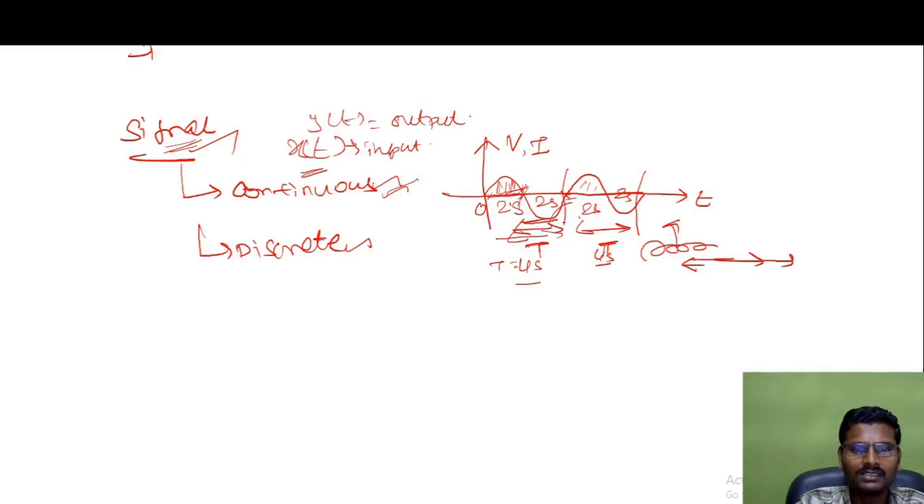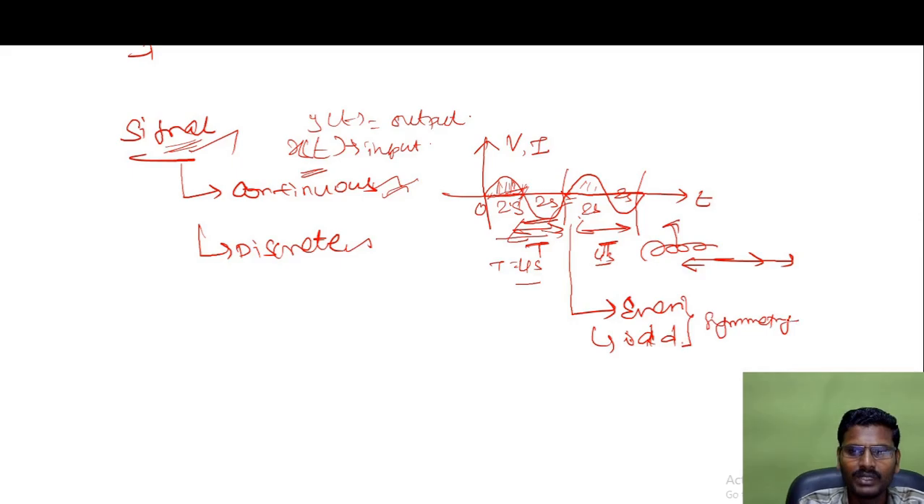This continuous signal is again classified into even signal and odd signal. Actually, we will be seeing this in terms of symmetry, even symmetry and odd symmetry. We also have off-phase symmetry. These are the kinds of symmetries, which we will see in the next video. Now we'll have a basic idea of continuous signal and discrete signal, and systems.